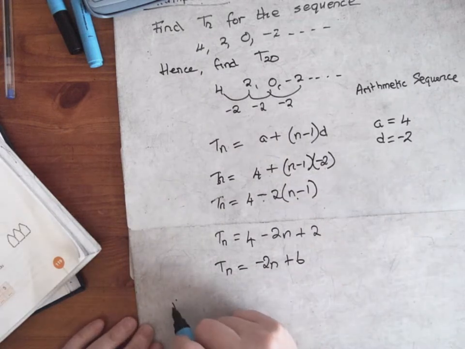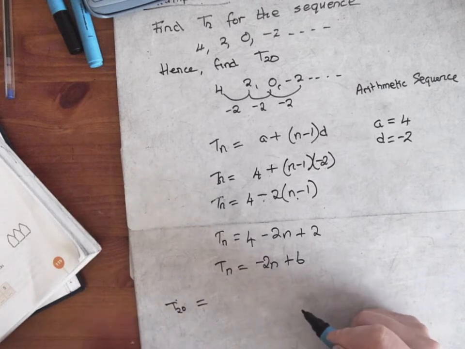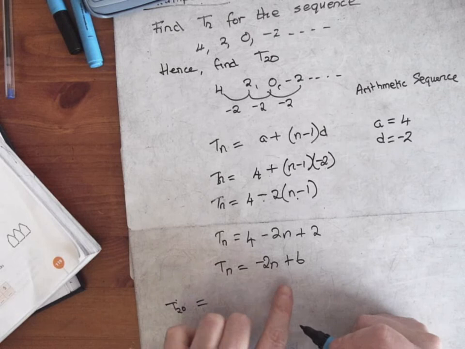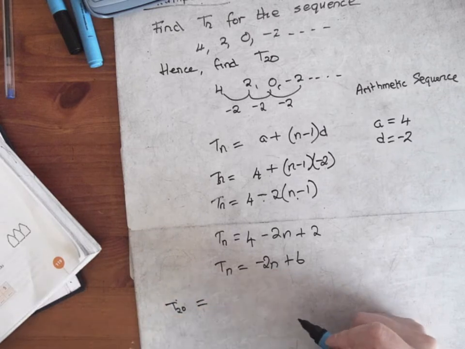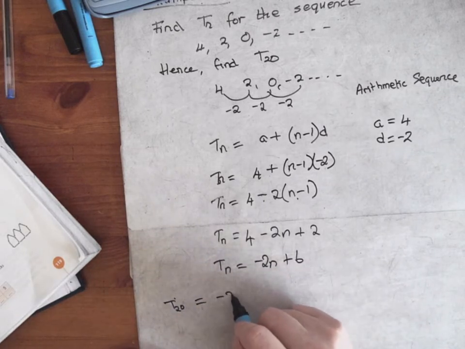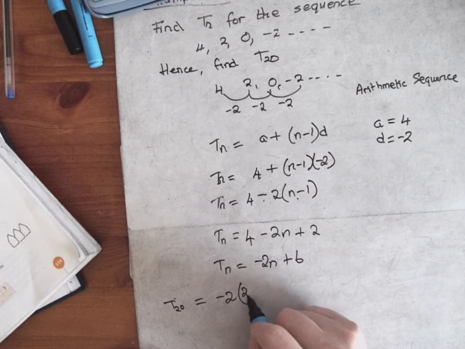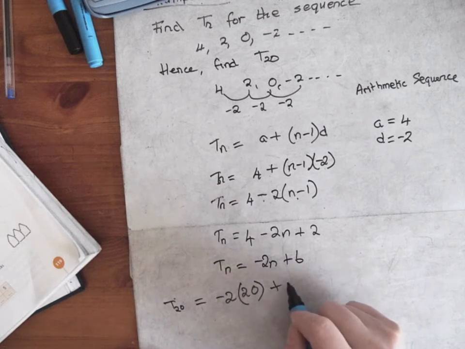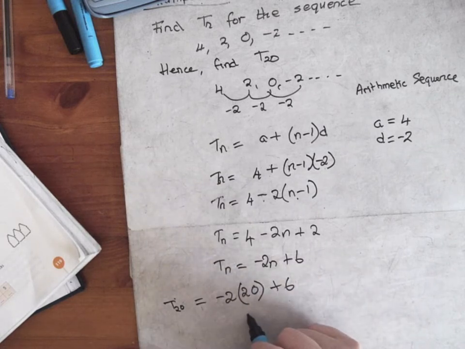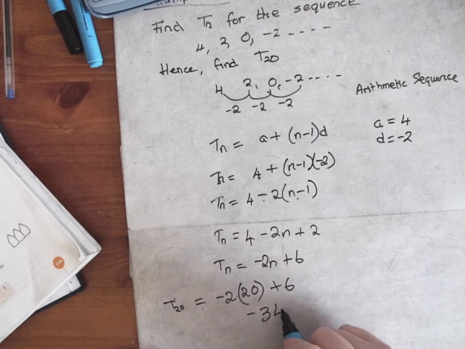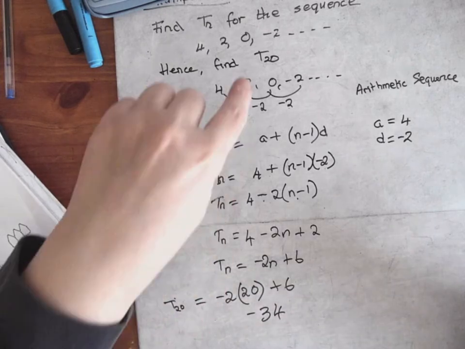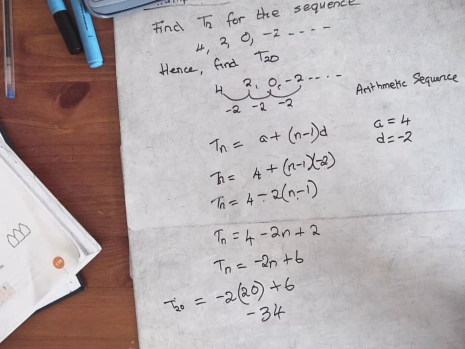So T20 means into my rule, everywhere I see an n, put in a 20, because I'm looking for term number 20. So that's term number 20. So everywhere I see an n, put in a 20, so that's minus 2 times 20 plus 6 into the calculator with that, and you'll get minus 34. Okay, so the 20th term in that sequence is minus 34.